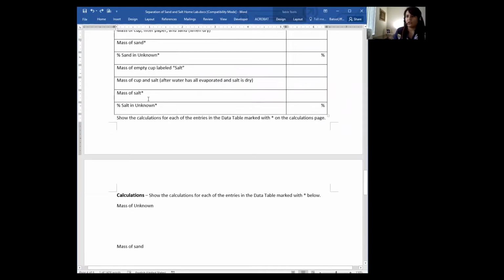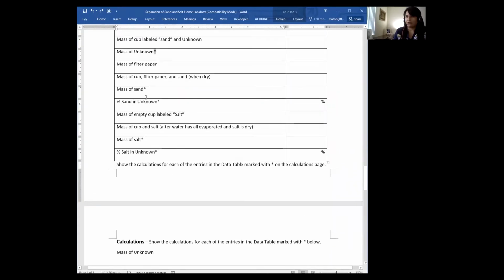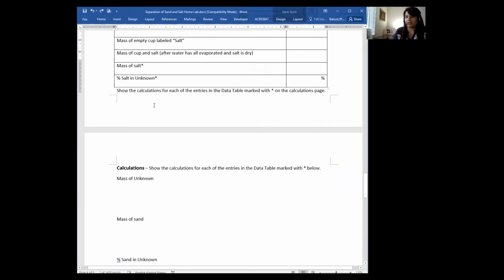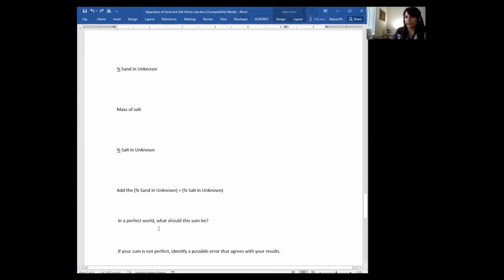One thing to remember in this table is that wherever you see this asterisk, it means you have to show the calculation on the calculation page, not just punch the numbers in a calculator and give the answer here. So for the mass of unknown, you will be showing the calculation in this area. Then we have the mass of sand and percent sand in the unknown. All those calculations you are going to show here.